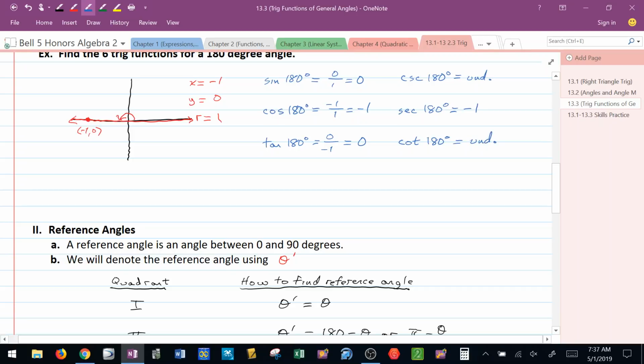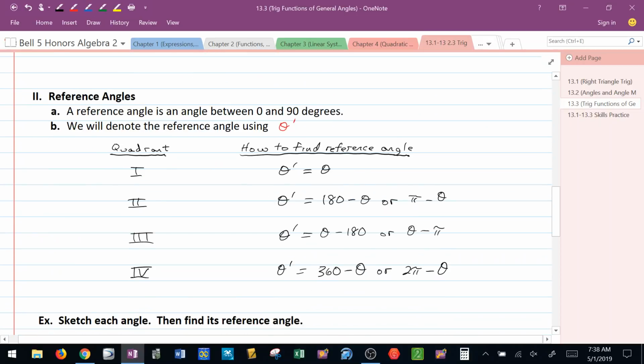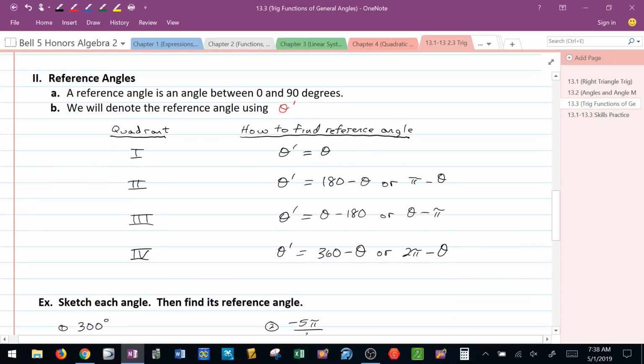All right? So the second thing that we want to talk about is what's called reference angles. A reference angle is an angle that ends up being between 0 and 90 degrees. We will note that we are dealing with a reference angle by using something called theta prime. All right. So I broke this down just to make it as basic as I could for you guys.